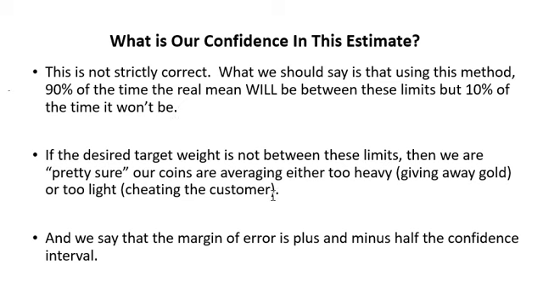So if the desired target weight is not between these limits, then we are pretty sure our clients are averaging either too heavy or too light. This is when you can make errors, giving away the gold or cheating the customer if it's too light, if your mean is not going to fall into that 90%. We say that the margin of error is plus and minus half the confidence interval.